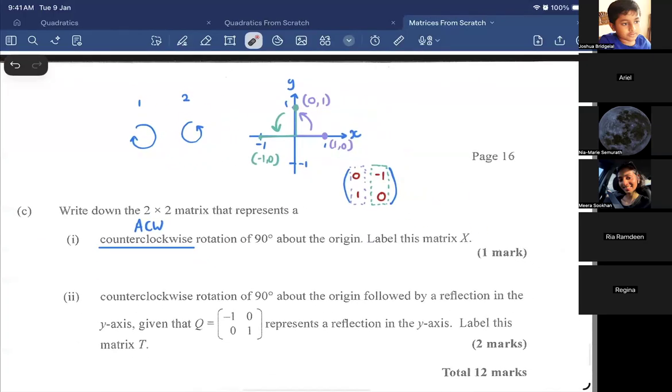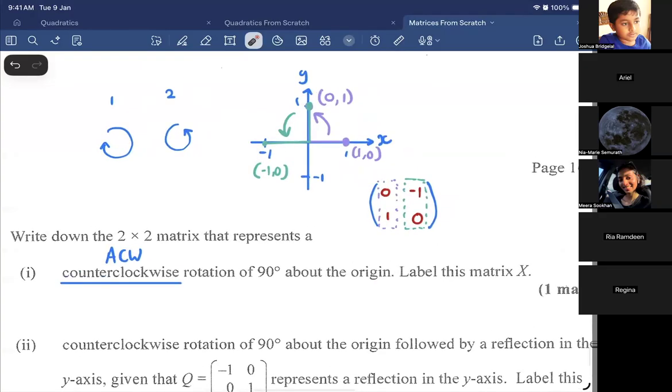So in part C1, they want us to figure out a 2 by 2 matrix that represents an anti-clockwise rotation of 90 degrees. So Regina, a way you could figure this out in the exam is as such. Imagine you had a point on the x-axis, the most basic point on the x-axis, 1 comma 0. You on the same page with me, right? Imagine you had 1 comma 0. Yes, sir. Okay. After you rotate 90 degrees anti-clockwise, where you gonna end up at?